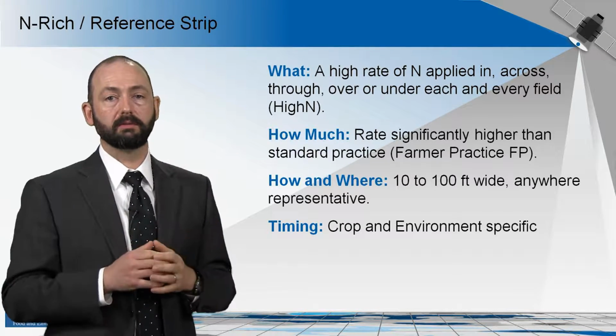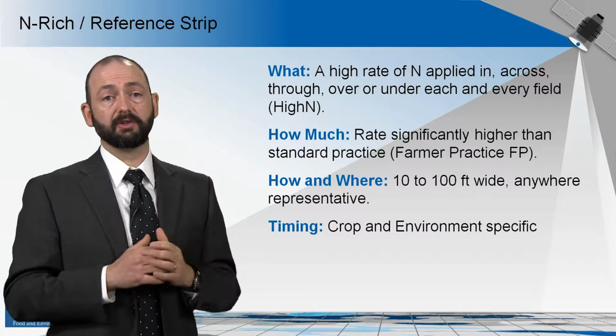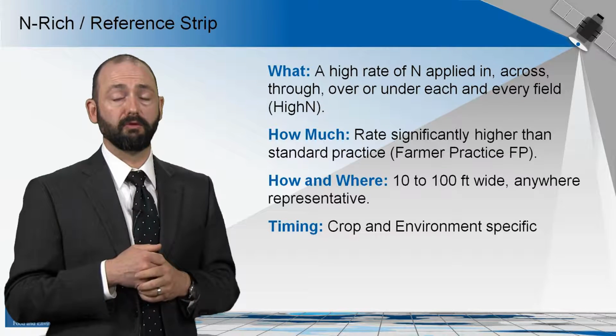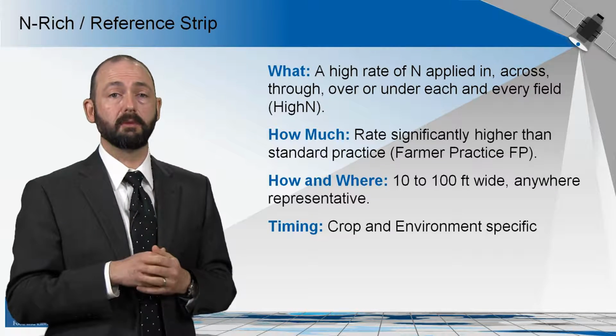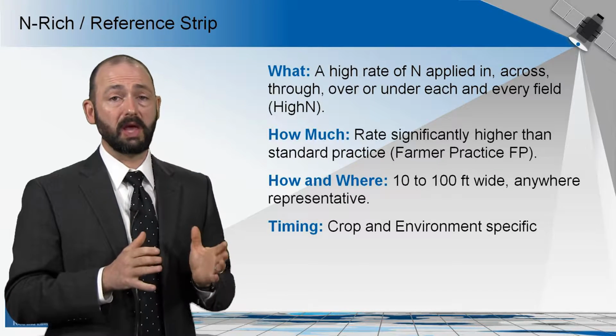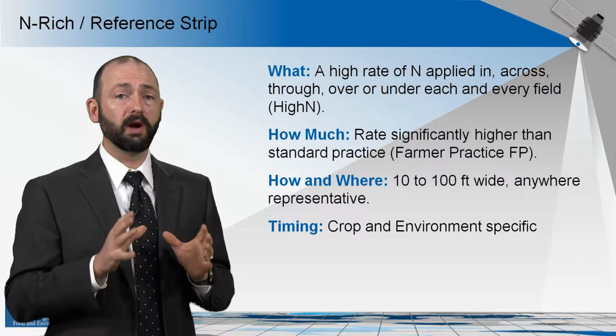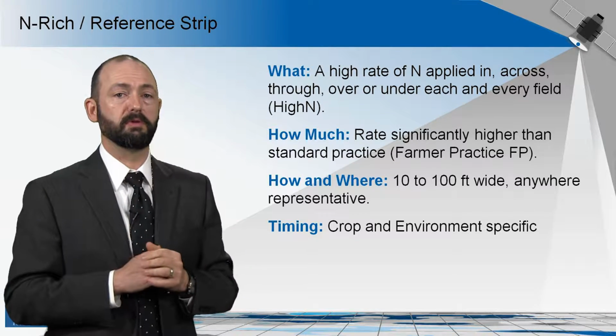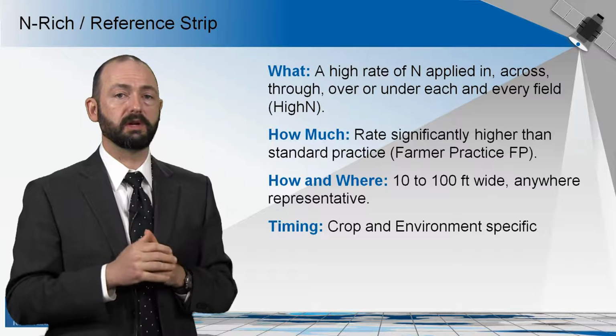So how and where? Well, the handheld sensors have made this easier, because if you get a cheap handheld sensor, you can go out and read that reference strip and then enter that number manually into your sprayer, so it doesn't have to be boom width anymore. So 10 to 100 feet wide and anywhere in the field that's representative. And you want that strip to be long enough to be representative so it'll still be there when you come out.